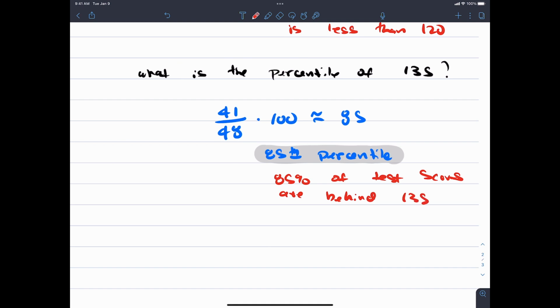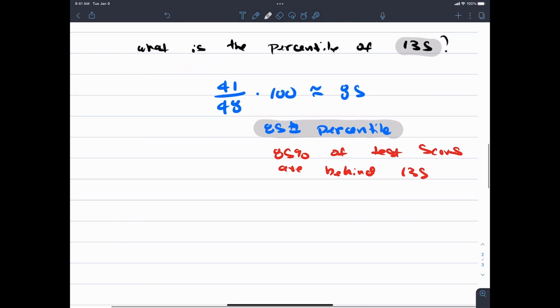Okay, and that's what this means. So, ladies and gentlemen, this gives you an idea of relative what? Position. Is that true? Right? You guys know what I'm saying? So 85%. So if you scored a 135, you could go home and tell everybody, hey, 85% of the class was behind my score.